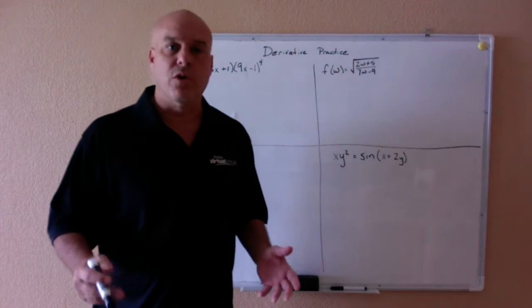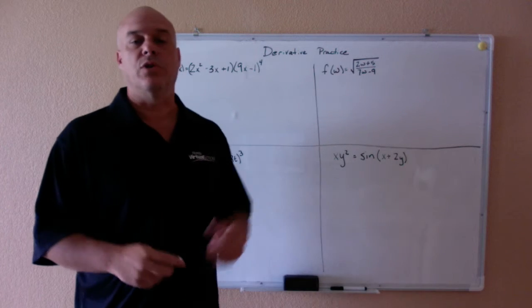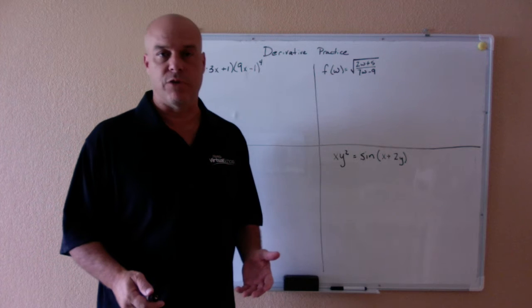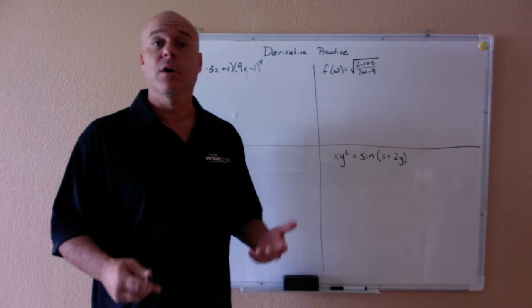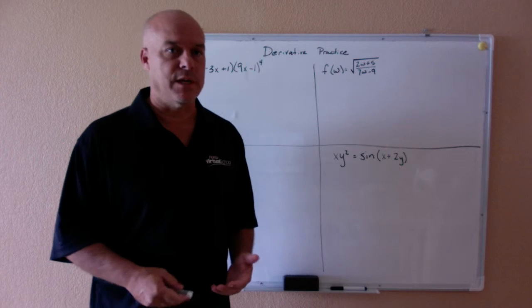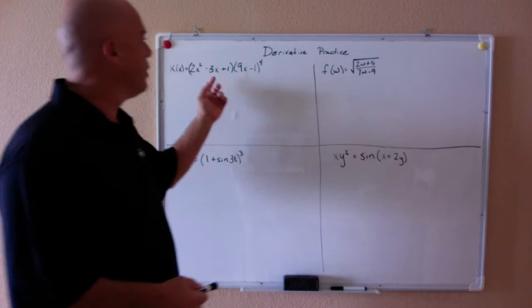So now that we have all of our shortcut rules down, let's take a look at actually doing some differentiation for various different types of problems. I've got 4 problems up here. We're going to see if we can find the derivative for each one of those. Each one is going to present a different kind of challenge. So let's start up here with this first one.